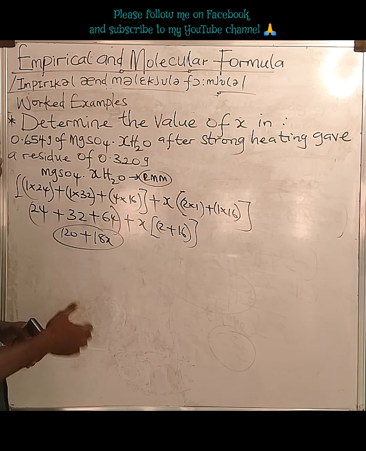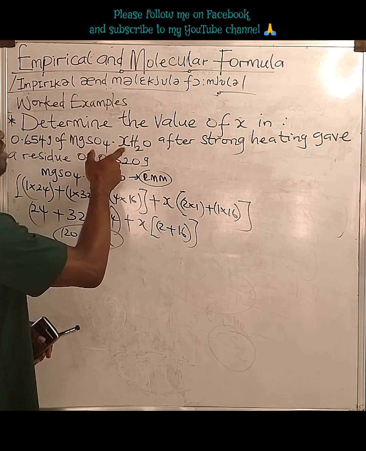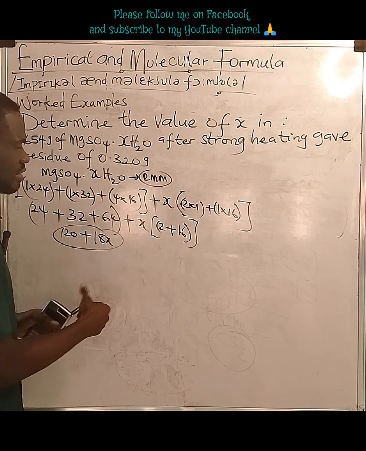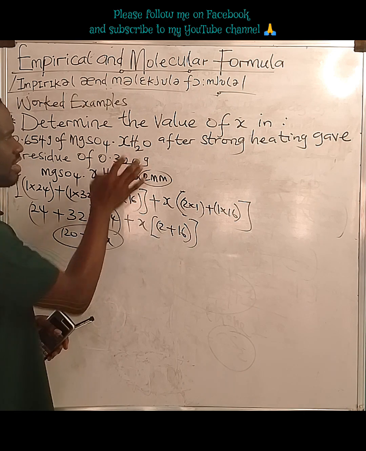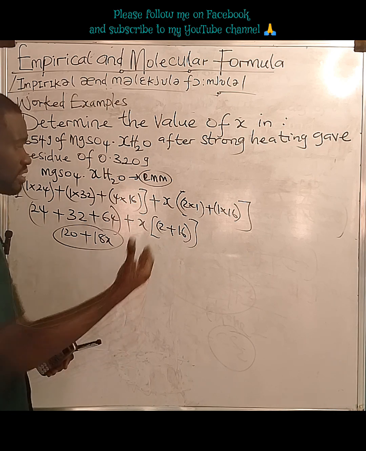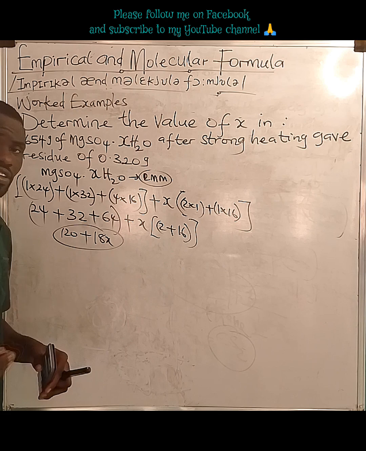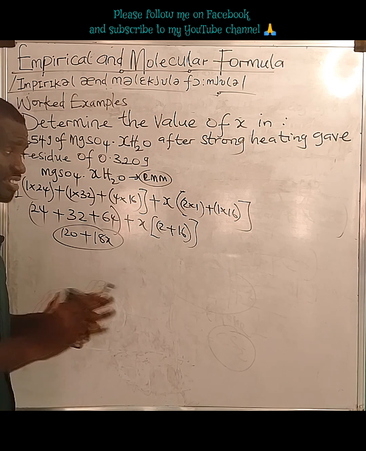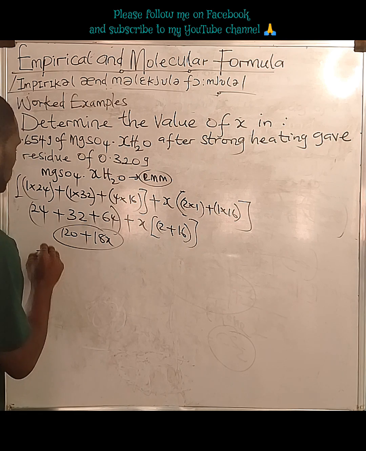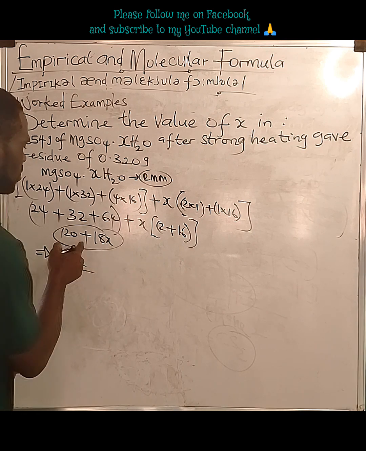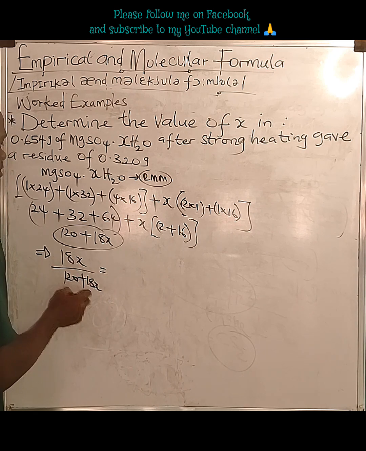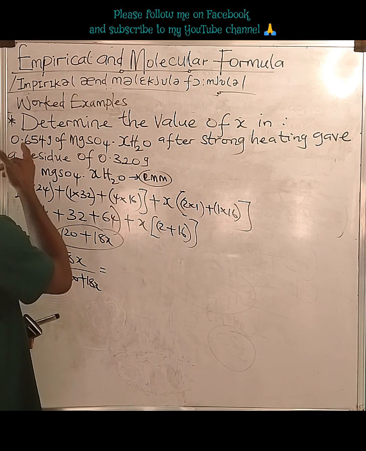Now we are asked to get the value of X, the crystals of water. We don't know what it is, so let's stay focused. If you look at this, it is 18X, so the crystal of water itself is just 18X grams per mole. How do we do this? You're going to be using what we call percentage composition, or let's say mass composition. There's no need for percentage. So we're going to say 18X over 120 plus 18X.